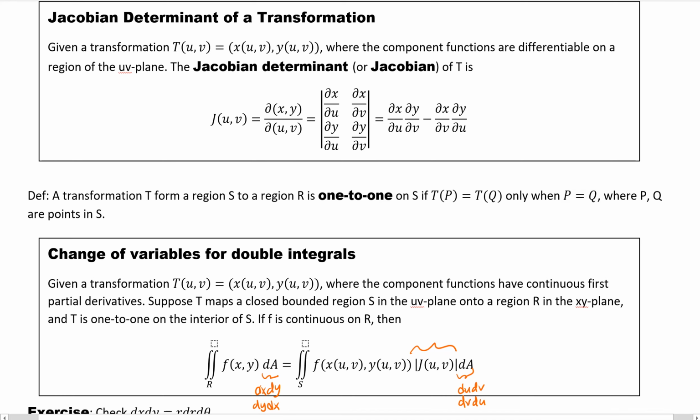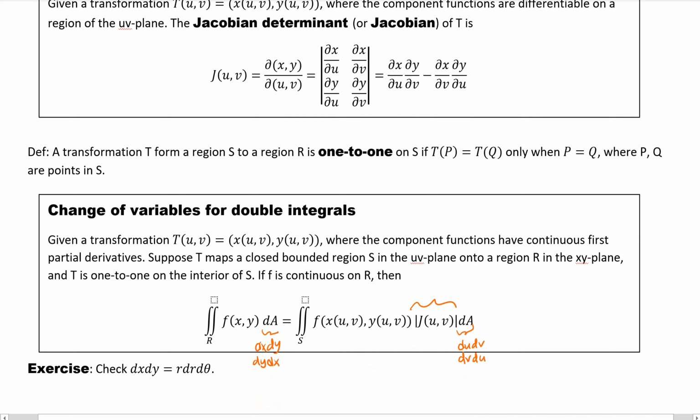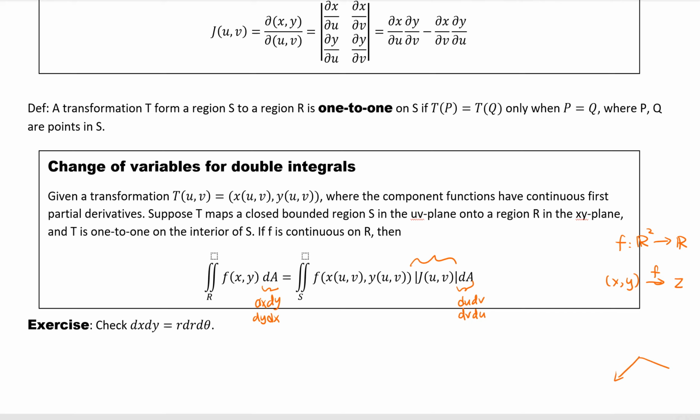So far so good, everybody. So let me draw a picture. You know f is a function from R2 to R. So the input is x, y and then the output is z. So the picture is like, on the xy plane we get a surface, something like that.